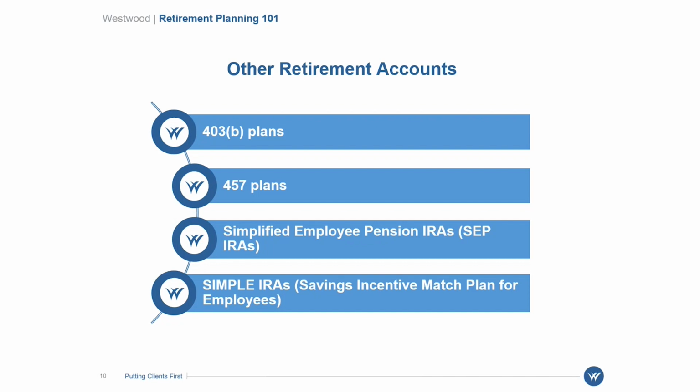These are for self-employed individuals or small business owners. And then there's also simple IRAs, which stands for Savings Incentive Match Plan for Employees. And those may be set up by employers with less than 100 employees.